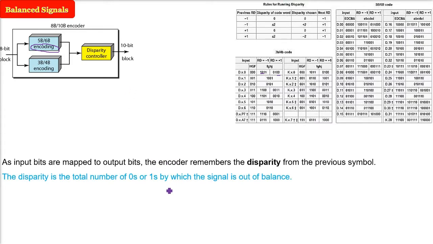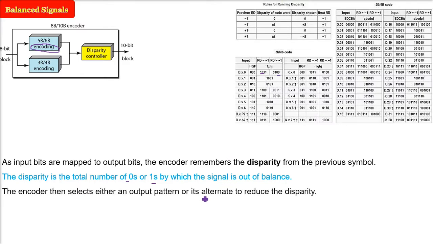Disparity is the total number of zeros and ones by which the signal is out of balance. You just need to compute how many ones are there and how many zeros are there. Take the difference, and you will know that there are more ones or more zeros. So if you have 2 and 3, you just take the subtraction, 1. So 1 is out of balance.